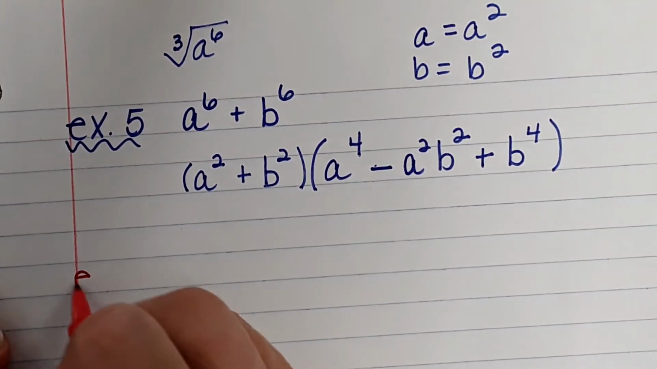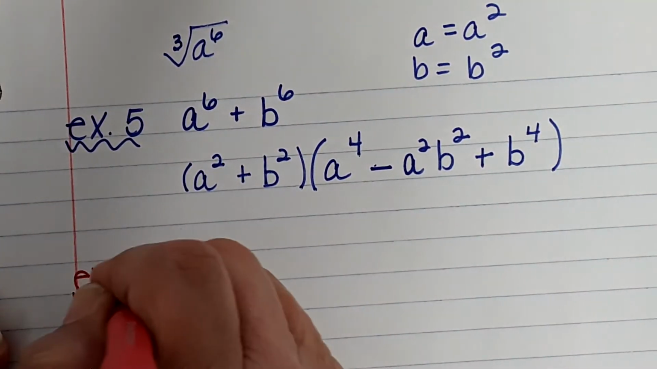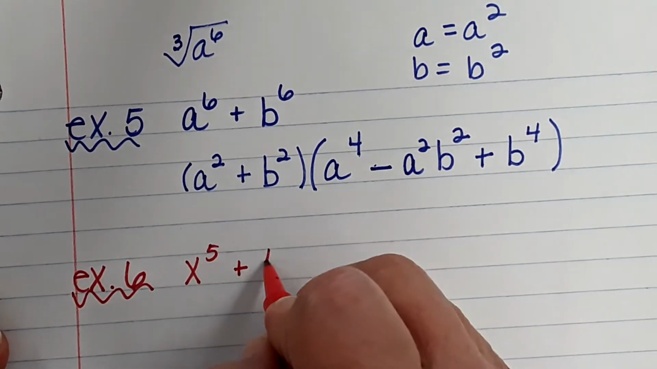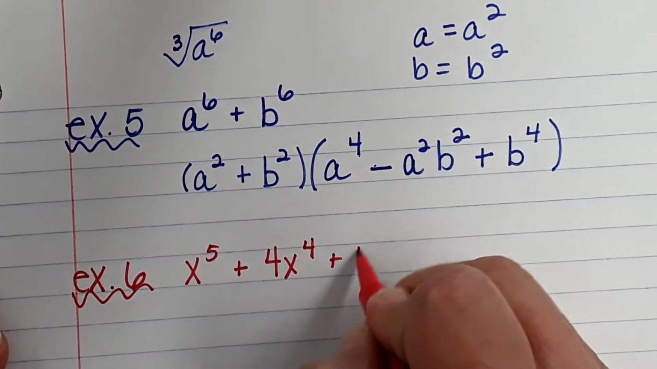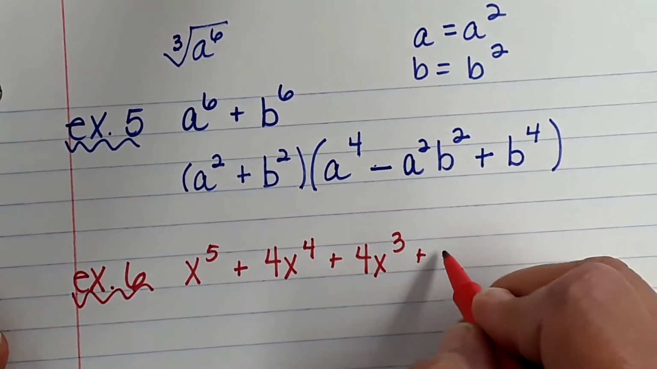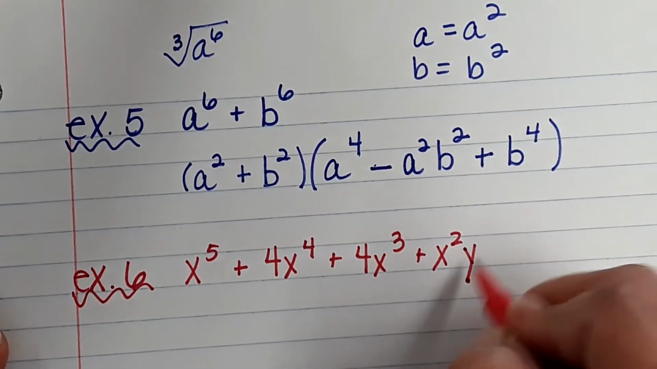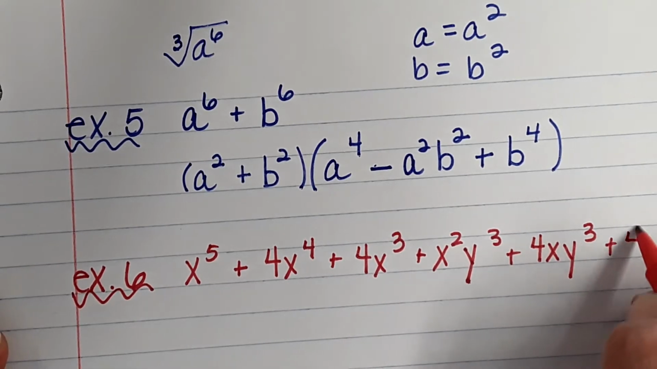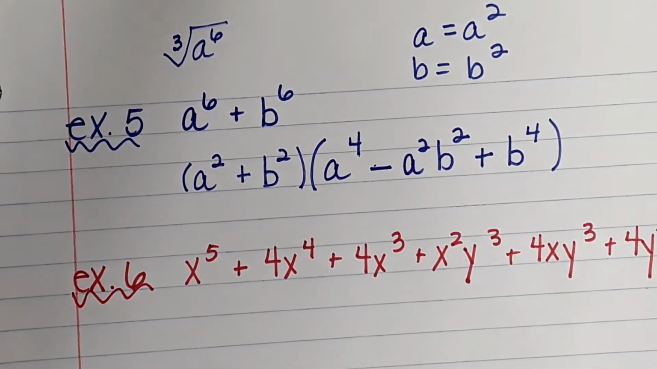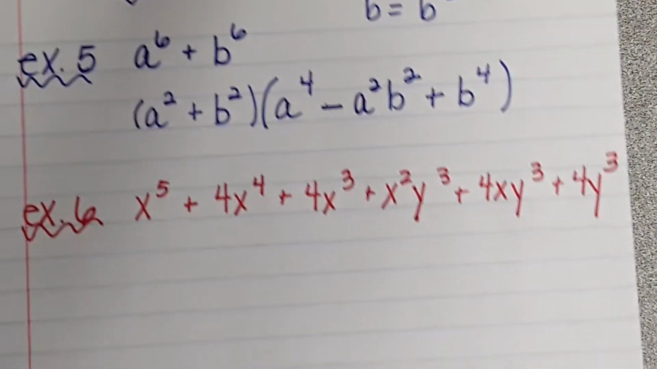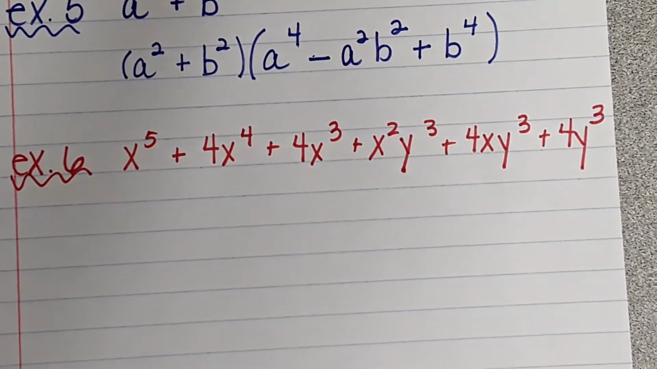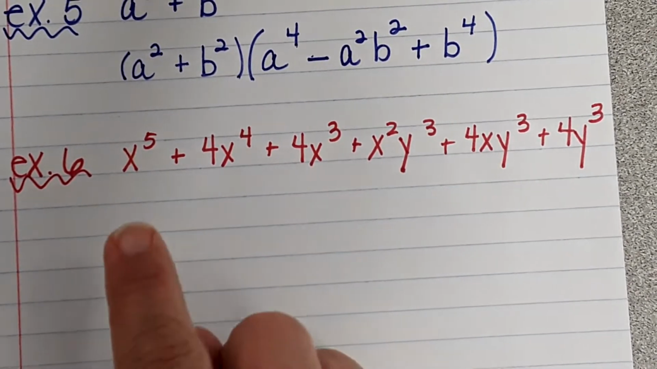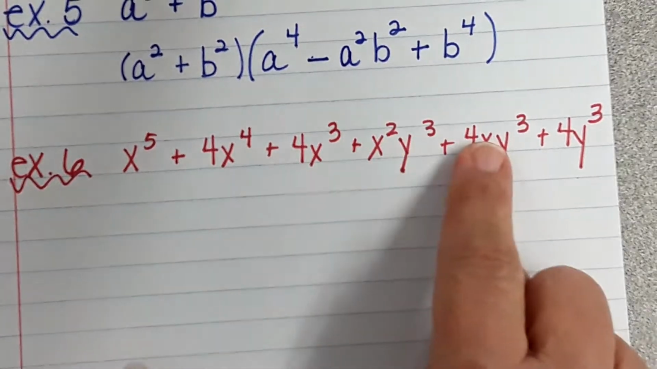But example 6 is x to the 5th plus 4x to the 4th plus 4x to the 3rd plus x squared y to the 3rd plus 4x y to the 3rd plus 4y to the 3rd. That is a big problem. How many terms do you have in this problem? 6, right? 1, 2, 3, 4, 5, 6.